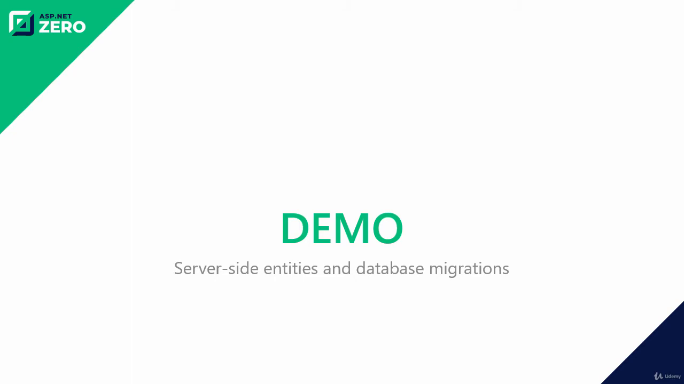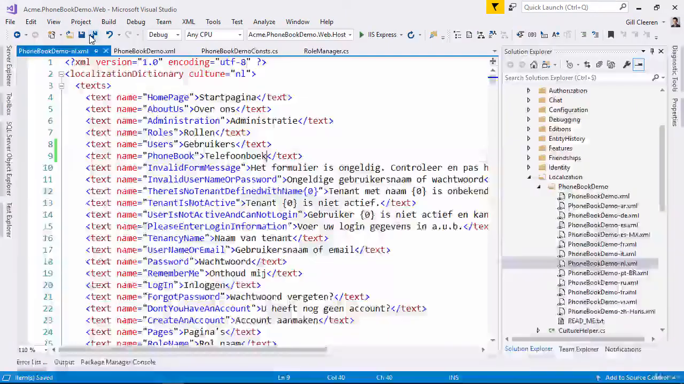Let us return to Visual Studio this time and perform some server-side changes in the application. So we're now going to create the server-side entity, and we're also going to add a migration. So of course, we're back in Visual Studio to make these changes. First, I'm going to add my entity, and those are going to live in the core project.